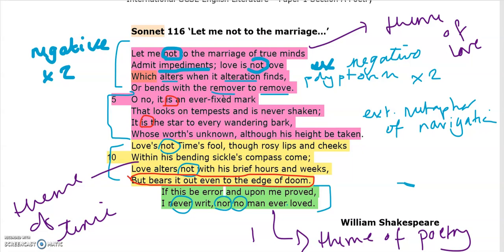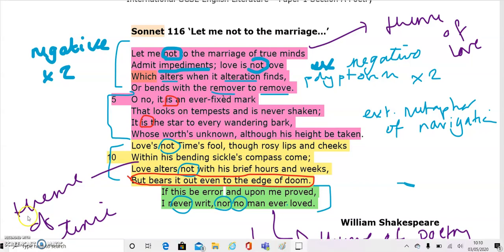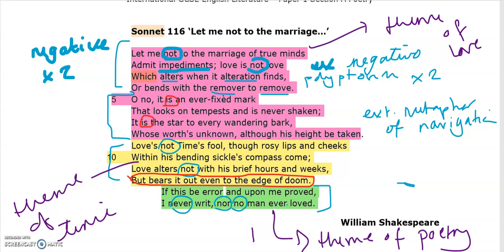That's the first stanza. We've also got this use of polyptoton. We've got alters, alteration, and remover, remove. So why has he chosen these pairs of words which are so closely linked? I think the effect of the polyptoton is to do with proximity. Because these words are physically close on the page and very semantically close in meaning, it shows how quickly love can change. Alters, alteration finds. So there's a speed in the connection between those words.